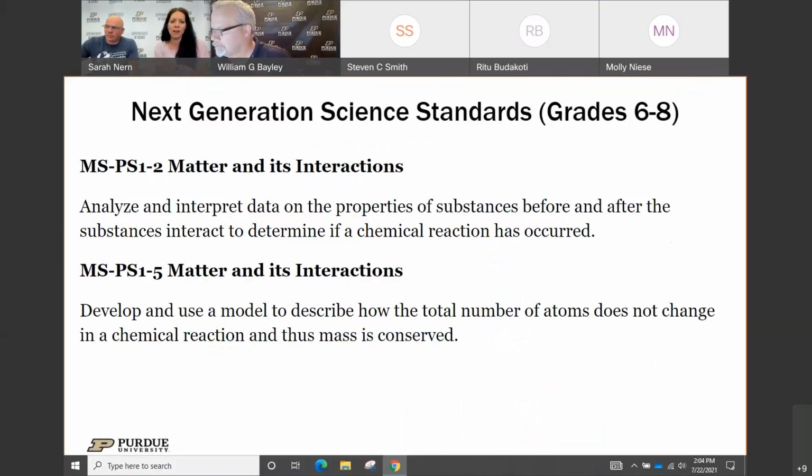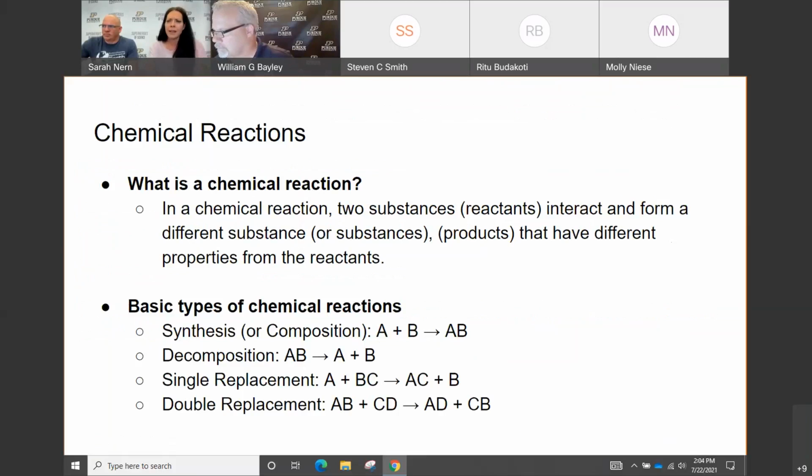But really, we were focusing on looking at properties of substances, both before and after they interact, to determine if a chemical reaction has occurred. And then also looking at conservation of mass, so that the total number of atoms doesn't change in a chemical reaction. And briefly, a chemical reaction is where you have your reactants, and you might have one substance, you might have two, it might be really complicated, but probably not for middle school. Don't make it too complicated. But they interact in some way. They form different substances, which are the products that have different properties from what you started with. And that's a chemical reaction.